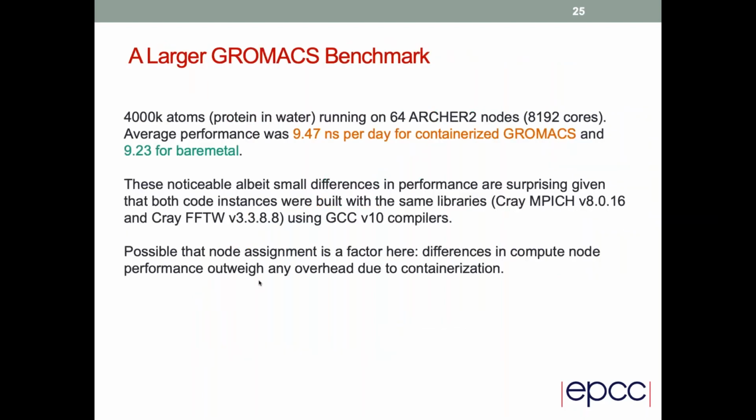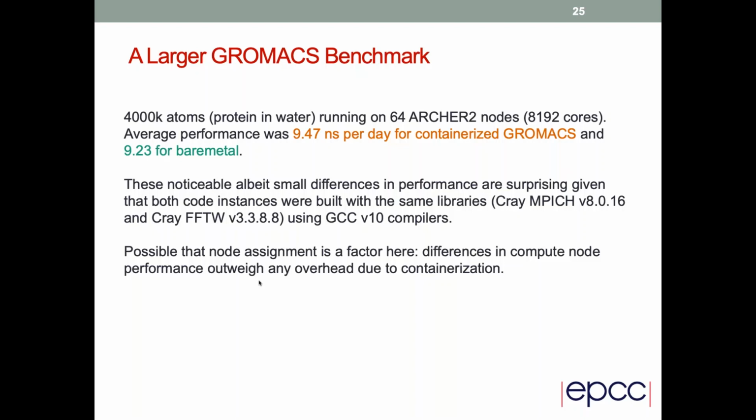I also ran a larger benchmark just so that I could run on more Archer 2 nodes. That brought me up to just over 8,000 cores. So it's a 4 million atom protein in water benchmark. And I took an average of 3 runs, and I found that the containerized performance was slightly better by about 2% or so, which is surprising given that I'm using the same Cray MPICH libraries and the same fast Fourier transform library too, same compiler.